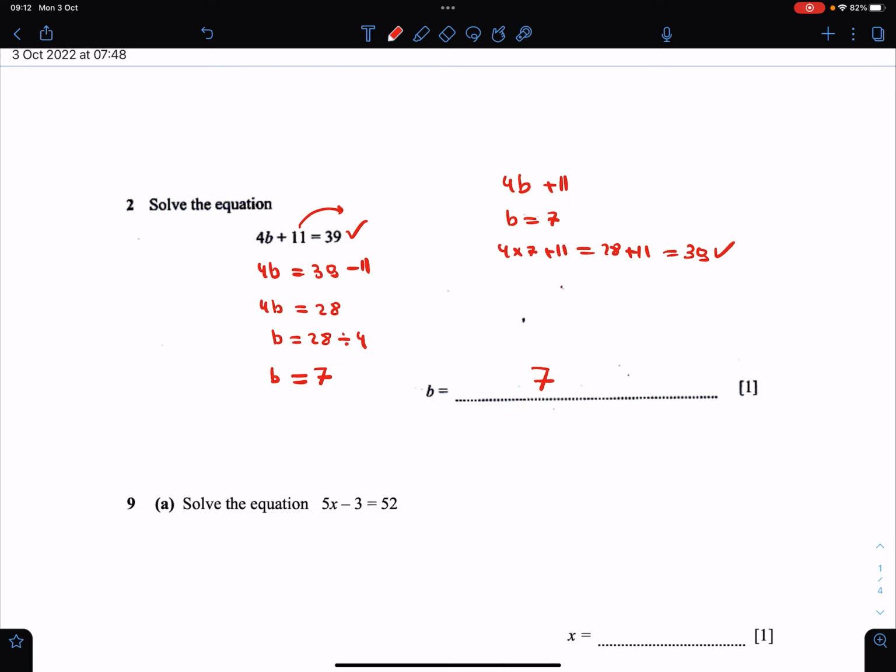Happy with this? Easy. Did you check your answer? It's correct? If it's not correct, correct it then.